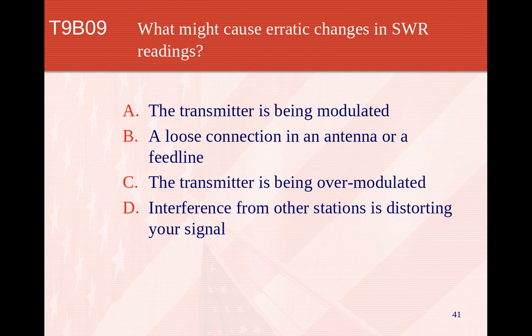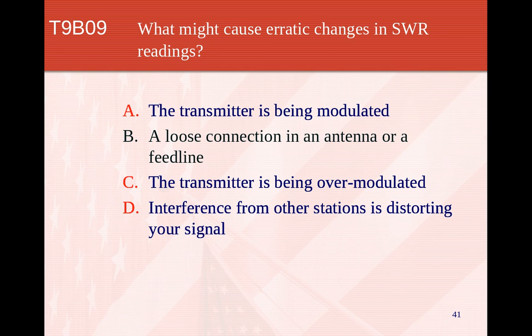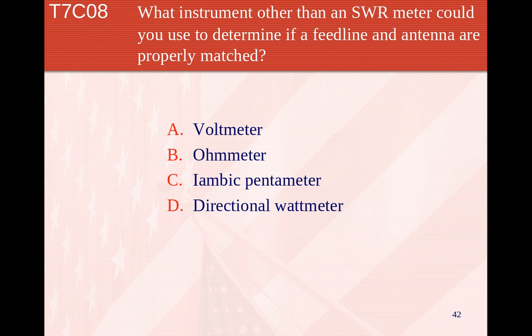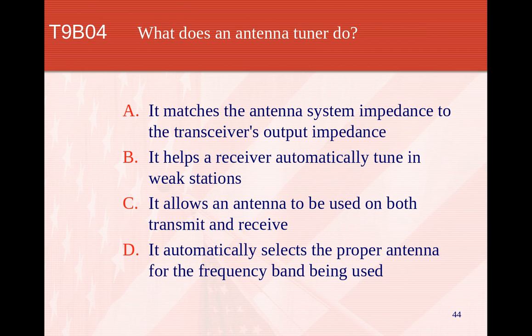What might cause erratic changes in SWR readings? A loose connection in the antenna or feed line. What instrument other than the SWR meter could you use to determine if the feed line and antenna are properly matched? A directional watt meter. What happens to the power lost in a feed line? It gets converted to heat.